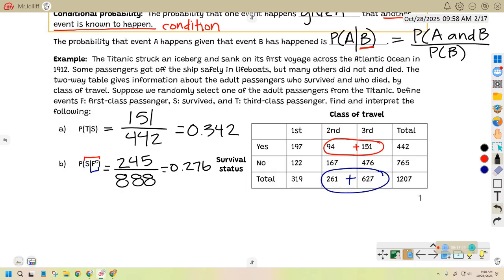Good. What we're learning, conditional probabilities: instead of looking at the whole, we're now looking at one specific column or one specific row. We're narrowing down the group we're considering. Good. Questions on the first example? No. Okay.